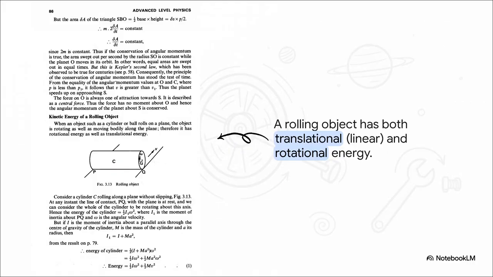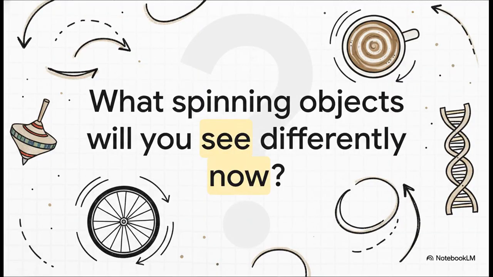In fact, out here in the real world, these two things are combined all the time. I mean, a rolling ball isn't just moving forward, it's also spinning. It has both linear energy and rotational energy at the same time. They're just two parts of the same story of motion. So, the next time you see a spinning top or a turning wheel, or even just the swirl of cream in your coffee, you'll know the secret. It's a whole universe of twists, inertia, and conserved momentum. Now that you know the physics of spin, what other spinning objects do you see differently?